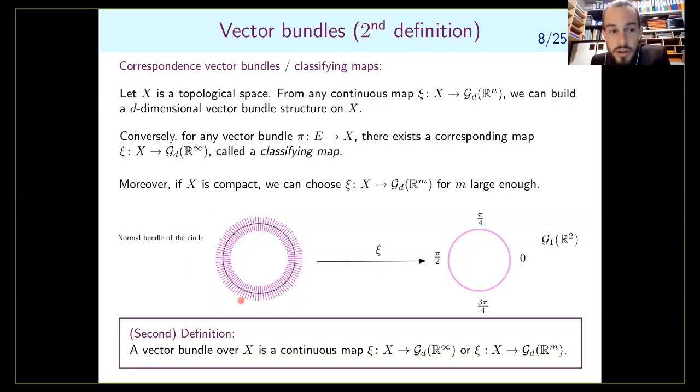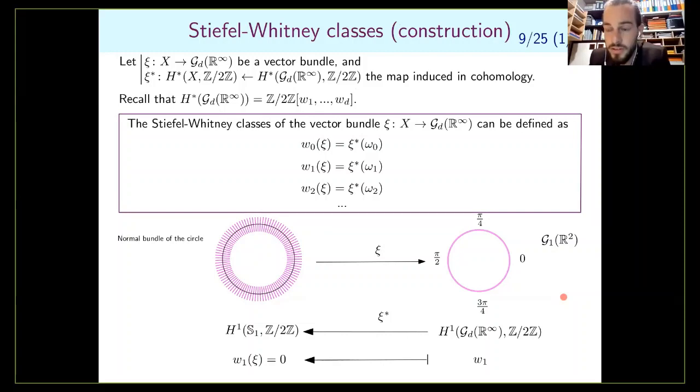So this is an illustration of the circle and its normal bundle. This bundle can be described as a map that goes from the circle to G1 of R2. In this case, R2 is enough. Okay, and now I can propose this other definition of a vector bundle. A vector bundle over a topological space X is simply a continuous map from X to the Grassmannian. And now that we have this second definition, we can actually build the Stiefel-Whitney classes.